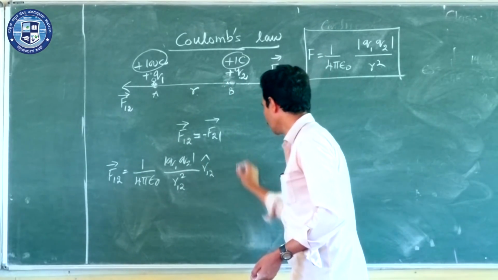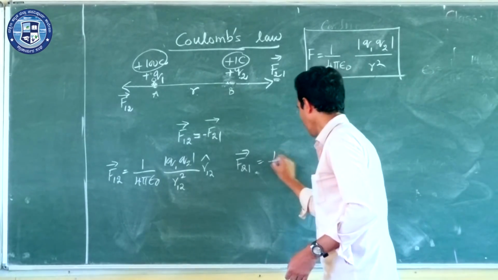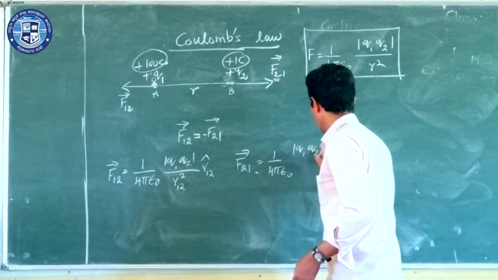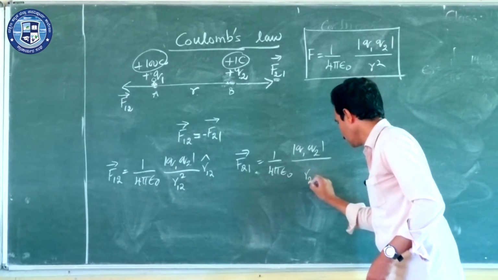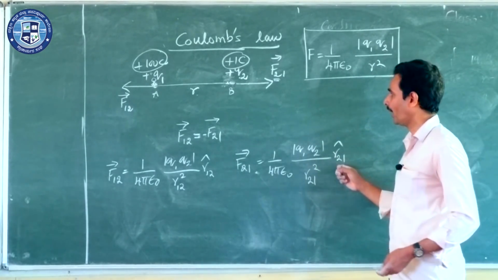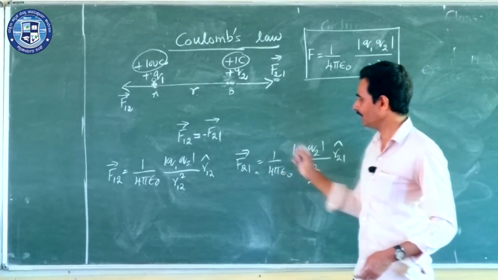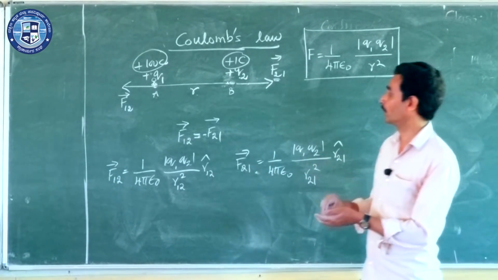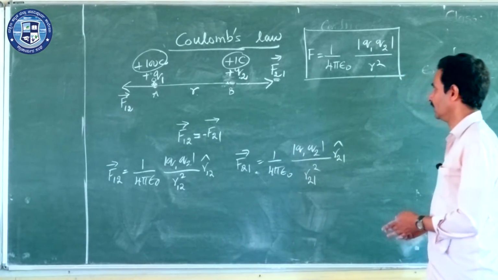What is F21? If you want to write the F21 vector, then it is 1 by 4 pi epsilon naught, again Q1, Q2 or Q2, Q1, you can replace it, one and the same since it is magnitude only, R21 square into R21 cap. What is R21 cap? R21 cap is a vector in the direction of force F21. So this and this are opposite, because R12 cap and R21 cap are equal and opposite. R12 cap is like this, R21 cap is like this, unit vectors.